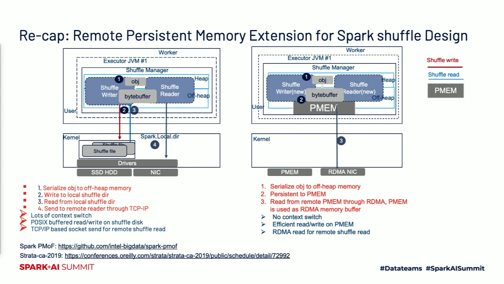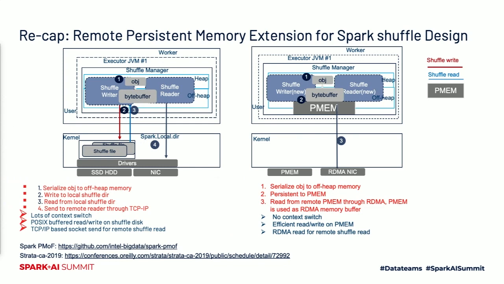After that, the shuffle reader will read it from the local shuffle directory through the file system and then send out the data through the TCP/IP stack. During this process, we could see a lot of user and kernel space context switches. We could see the file system was involved. It potentially can hide the benefit from the persistent memory, and the TCP/IP stack will be a big issue and consume a lot of CPU cycles if you have several nodes, even tens of nodes.